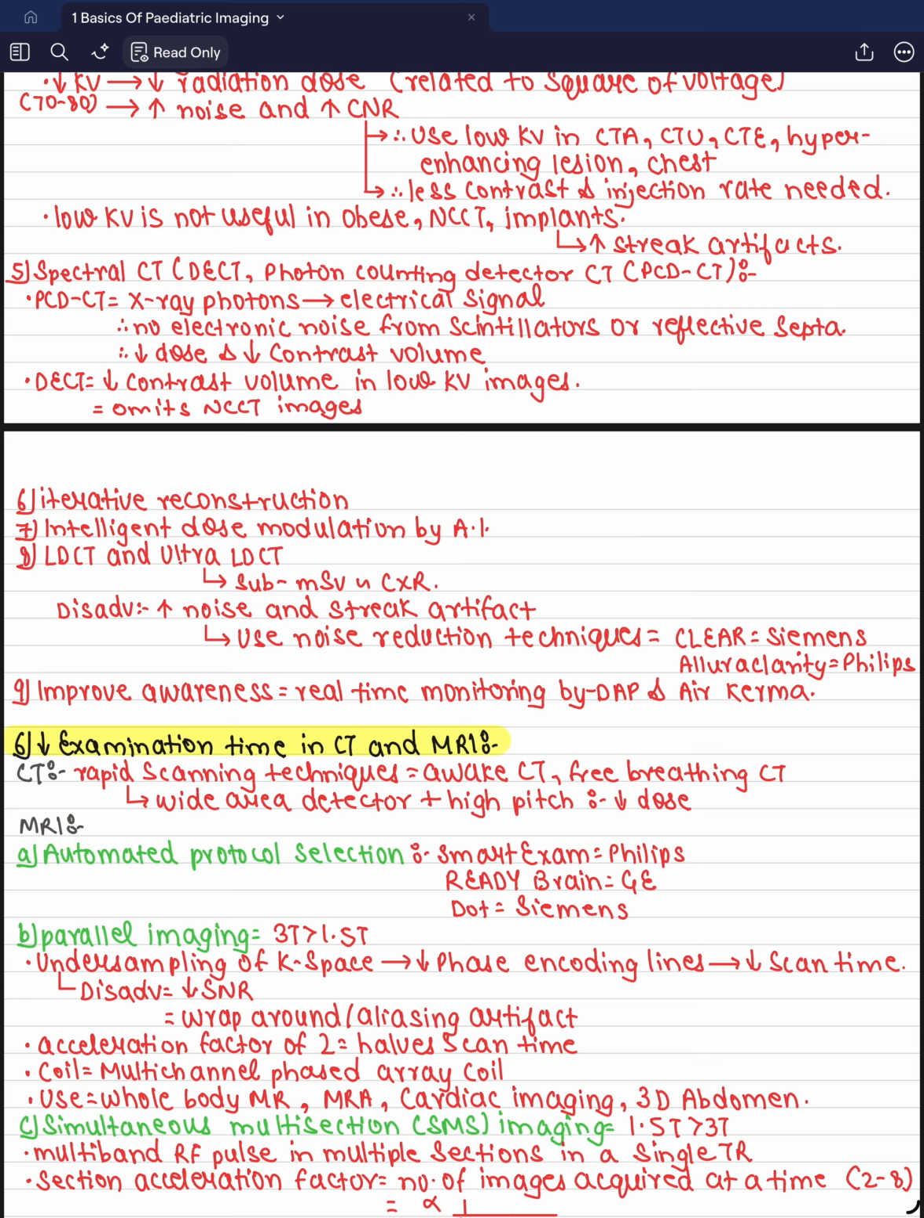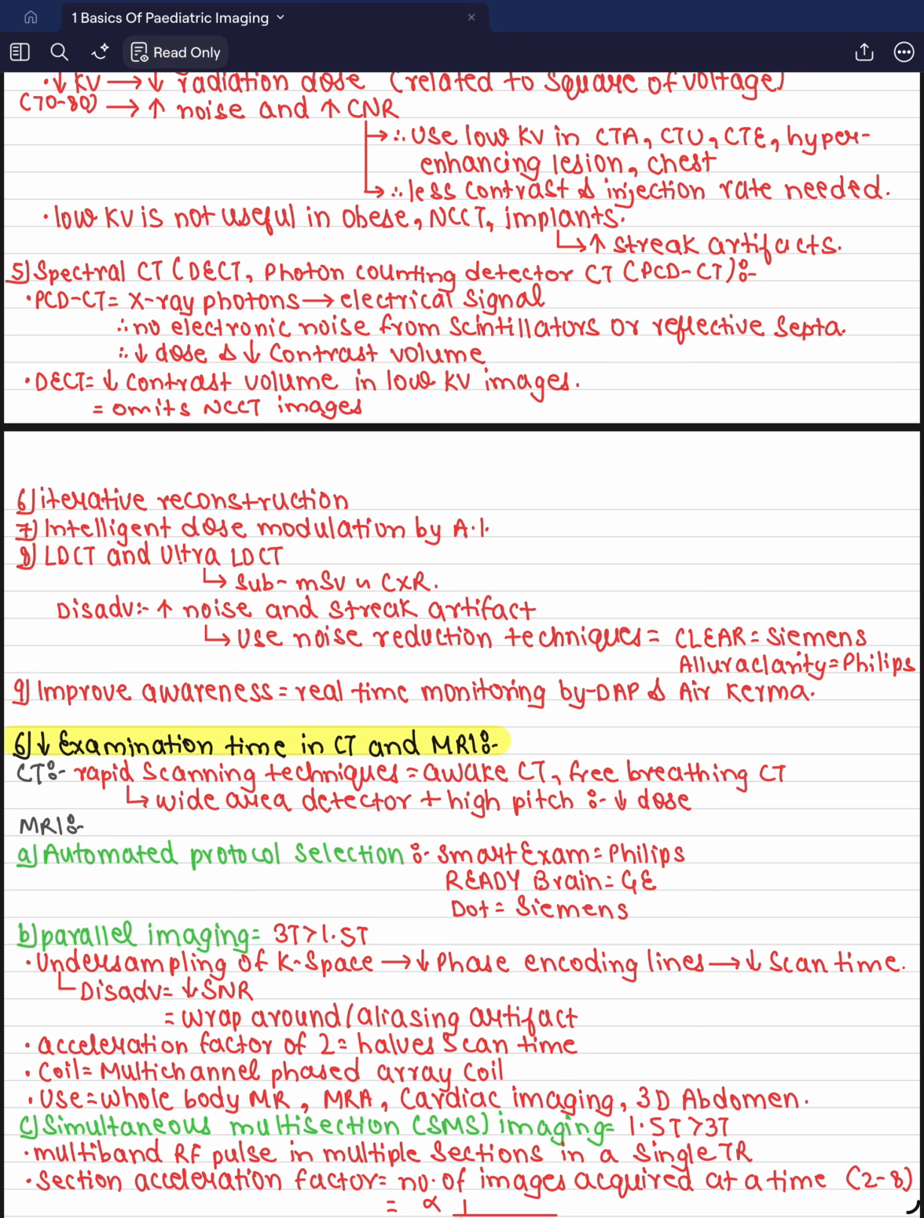Then what are the other ways to decrease the radiation dose? Iterative reconstruction. Intelligent dose modulation by AI. AI can modulate the dose. Then low dose CT and ultra low dose CT. How much radiation is used in ultra low dose CT? It is sub millisievert. It is almost equal to taking a chest X-ray.